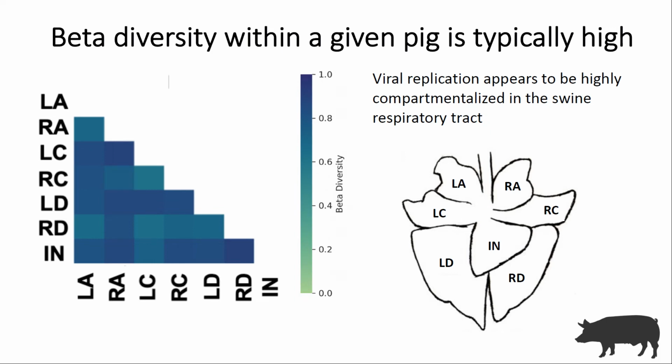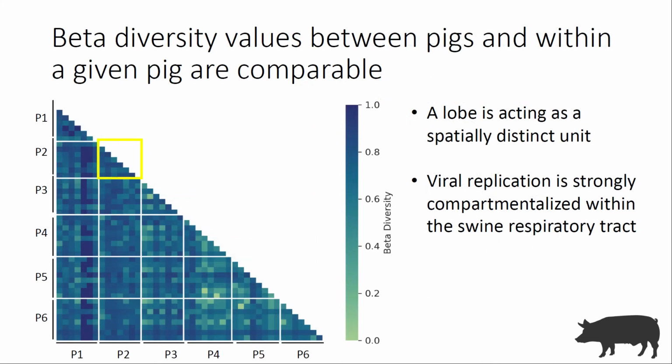And I think a really nice way to appreciate this result is to nest that smaller matrix here in the yellow square within a larger matrix, which also makes the comparisons between pigs. Okay, so for example, here in the lower left corner, we're looking at the comparison of communities that were found in pig 1 versus pig 6. Of course, an individual pig is a spatially distinct unit, and we would not expect to see commonalities in those communities. And then, of course, the beta diversity values are high between pigs.